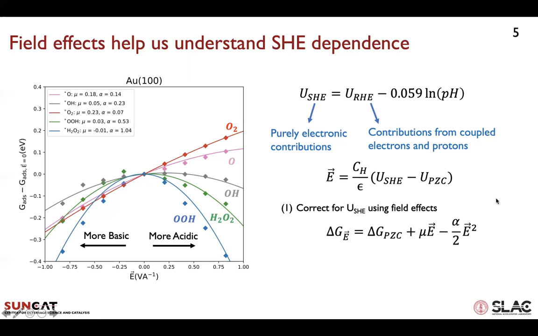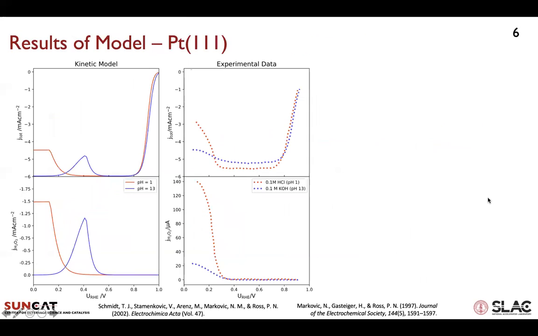When we put this into a kinetic model, we first correct for the potential versus SHE using these field effects that we just calculated. Then we correct for the potential versus AIChE using the computational hydrogen electrode that's been described many times and was used in those two studies that I showed earlier. So how do we do when we make a kinetic model using these principles? We can look at how our kinetic model compares to the experimental data that I already showed, and we see that our kinetic model for platinum 111 does a really good job.